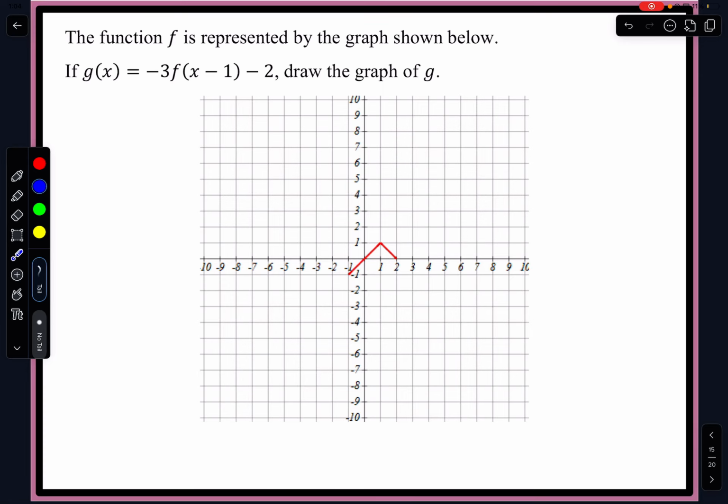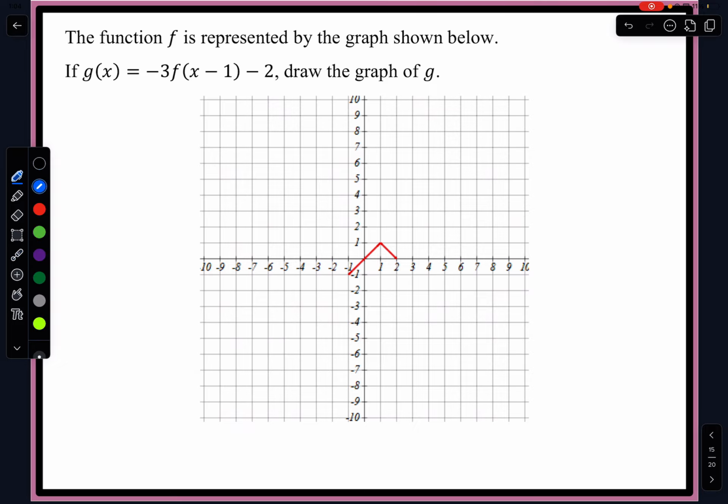I'm going to try to help you with a problem similar to the homework, where f is represented by this graph here. So if this represents the graph of f, and g equals -3 times f of x minus 1, minus 2, we want to draw the graph of g.